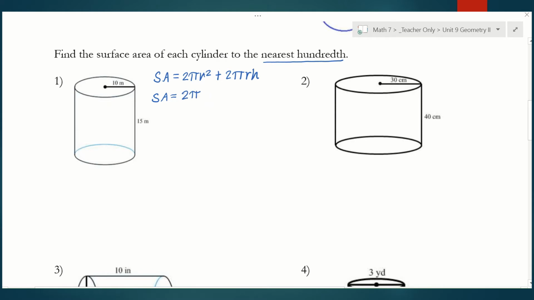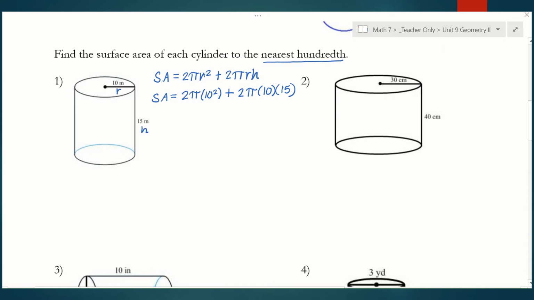So when I start to do my substitution step, 2 times pi is going to stay 2 times pi. R squared, remember r is the radius, and the radius of this circle on the top and bottom of the can is 10. So I'm going to do times 10 squared plus 2 times pi times the radius again, which we said was 10, times the height. And the height of the can is 15. So this was my radius and this was my height.